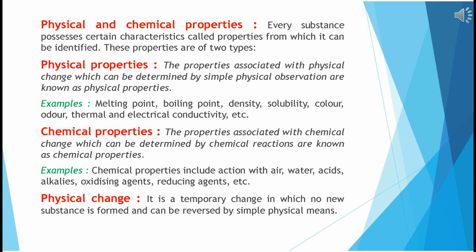So you can see all these properties are associated with physical change and determined by physical observation. Chemical properties are associated with chemical change and determined by chemical reactions. So it is very important that chemical properties are determined by chemical reactions. Examples: chemical properties include action with air, water, acids, alkalis, oxidizing agents and reducing agents.